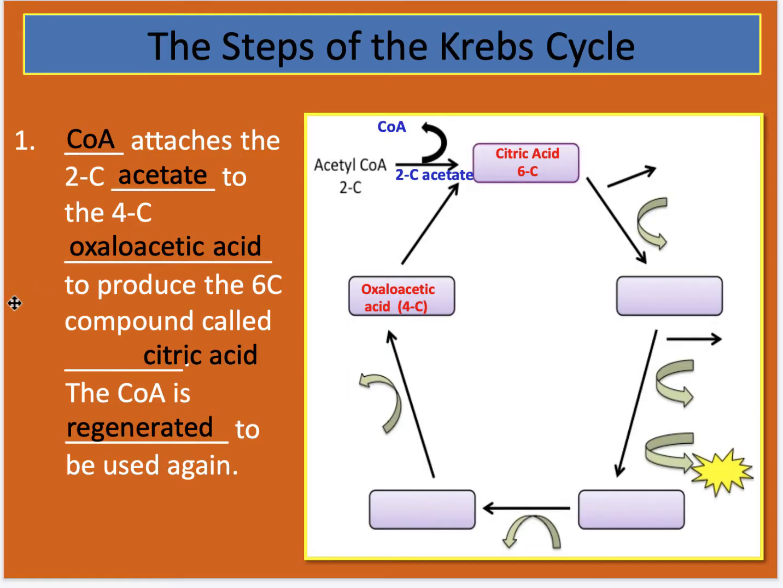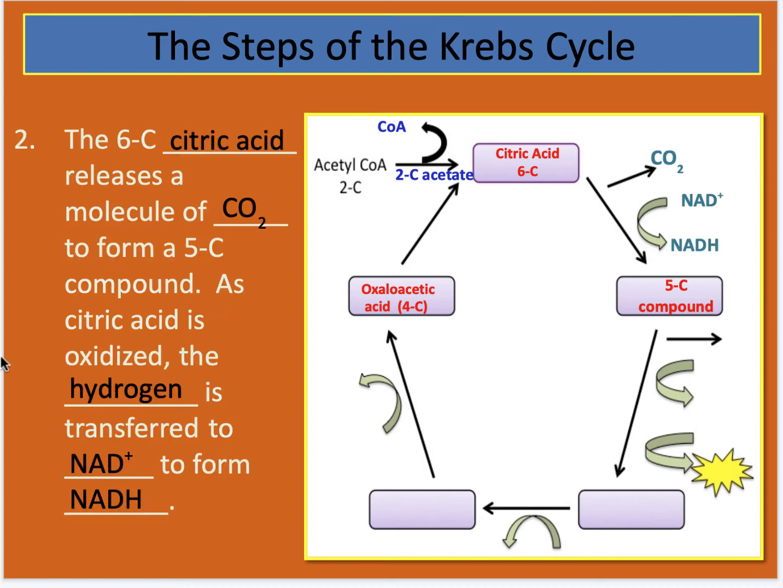Okay, so here are the steps. Acetyl-CoA attaches the 2-carbon acetate to the 4-carbon, all right, here we go, oxaloacetic acid to produce a 6-carbon compound called citric acid. The acetyl-CoA is regenerated to be used again and again. So the acetyl-CoA is something that gets recycled. The 6-carbon citric acid releases a molecule of carbon dioxide to form a 5-carbon compound.